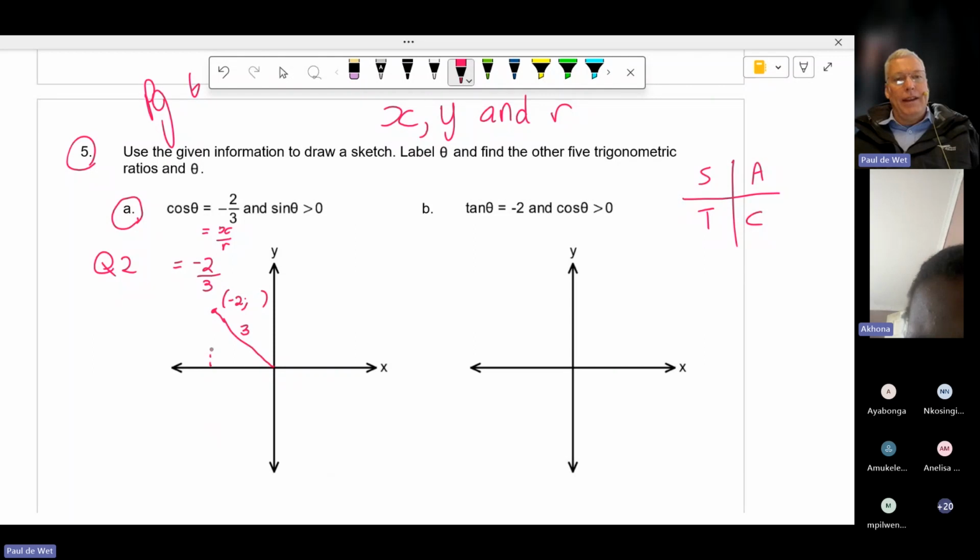Now, guys, that's negative 2 because we're in quadrant 2. This as a length is 2. Who can tell me, how can I work this out? How can I work out this y value? I'm going to use the theorem of Pythagoras, okay? I'm going to square 3. I'm going to square 2. I'm going to subtract them. And I actually get the square root of 5.